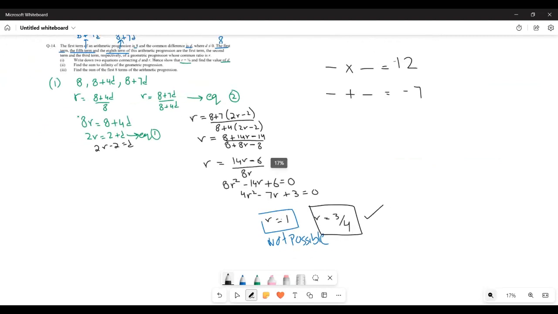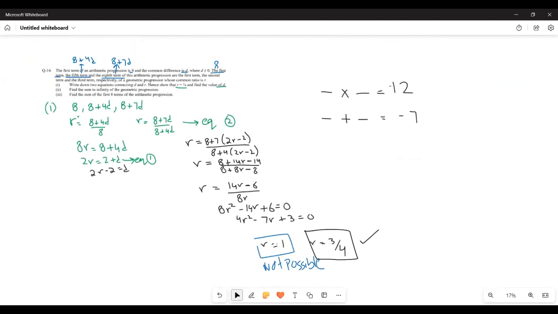So R has come. Now please put it back in one of the two equations, preferably the linear one, and find the value of D. What are we getting for D?